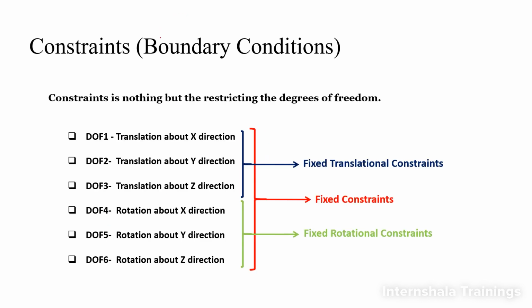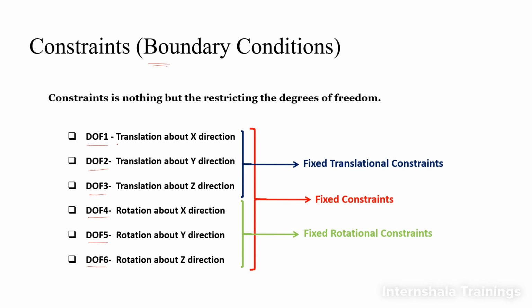Then coming to the constraints, any type of constraint can be easily simulated by restricting a combination of these 6 degrees of freedom. As we already know, in the universe or in space we have 6 degrees of freedom. They are translation in X, translation in Y, and translation in Z. Likewise, the rotation about X, rotation about Y, and rotation about Z. Based on the combination of fixing these particular degrees of freedom, we can simulate any type of constraints or supporting conditions in the entire universe.